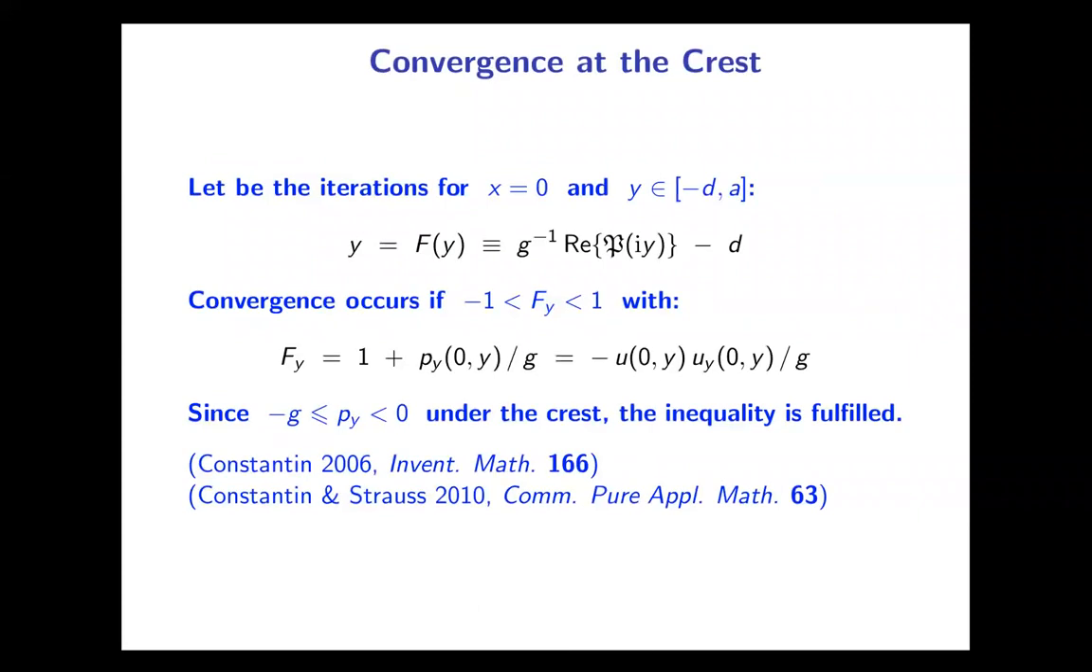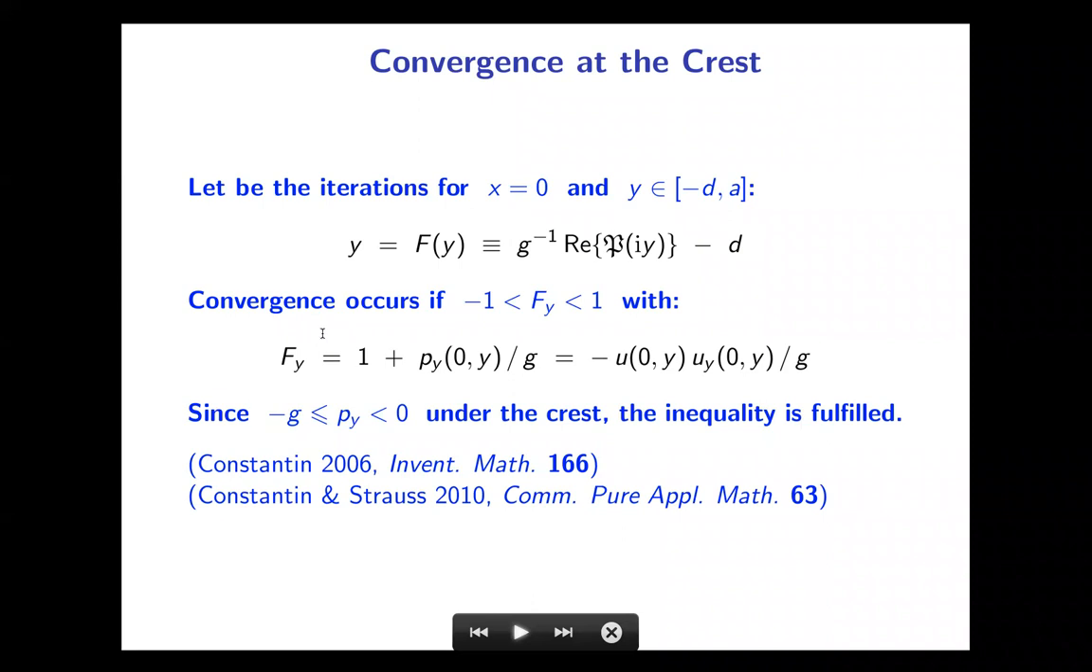So now let's look at the convergence of this implicit formula. If I look at the crest, the determination of the amplitude, I can consider y as the vertical coordinate directly under the crest. So if I define this function capital F, it's the real part of the complex pressure on the crest line here. And I have to calculate y by a fixed point iteration.